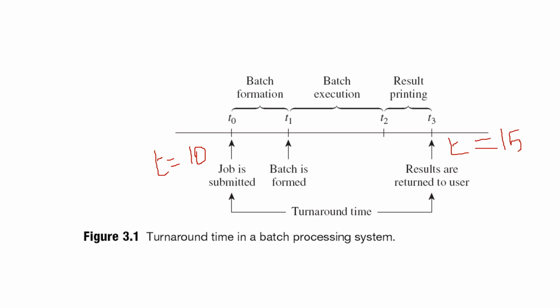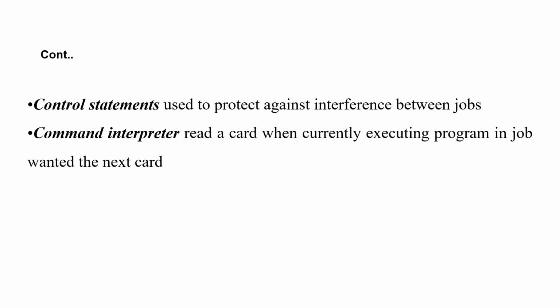Next, the user jobs could not interfere with each other's execution directly because they did not coexist in the computer's memory. So one job should not interfere directly with another job. If there is any call or request from a particular job, then that job can be accessed by that program, or otherwise it cannot be accessed by other programs, because those programs did not coexist in the computer memory.